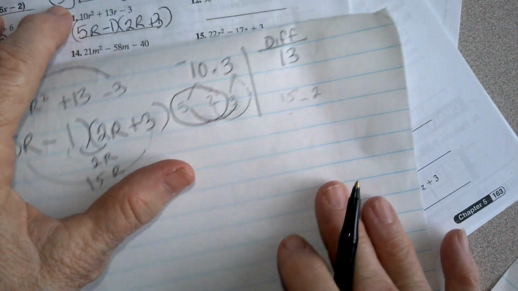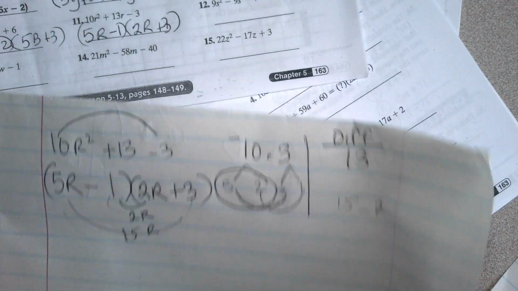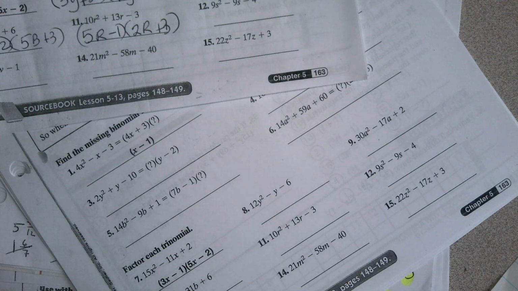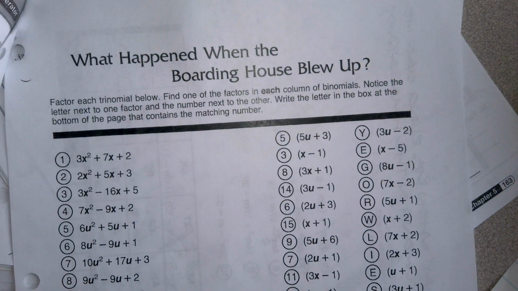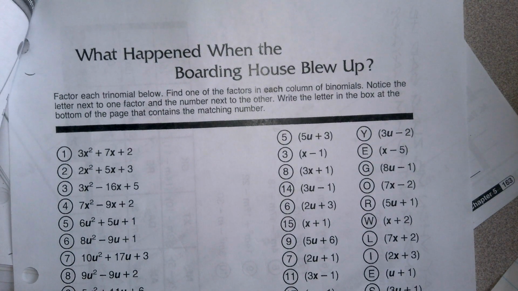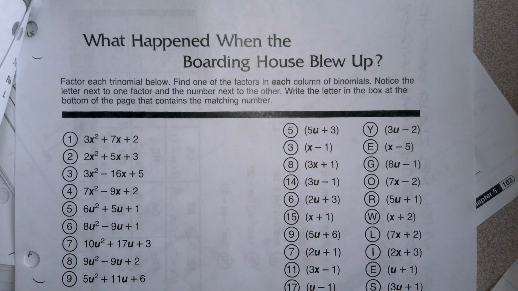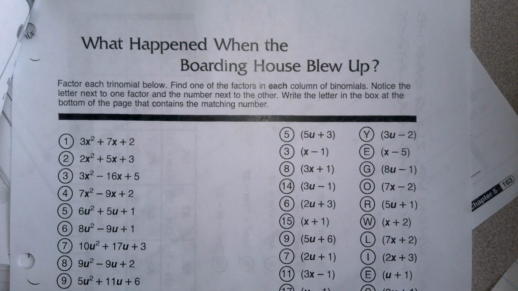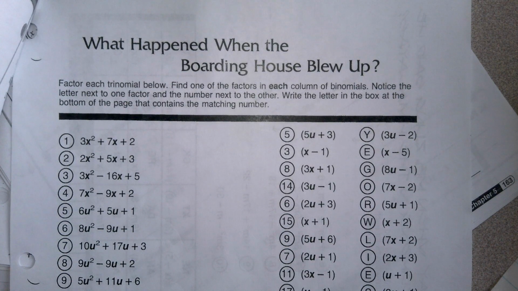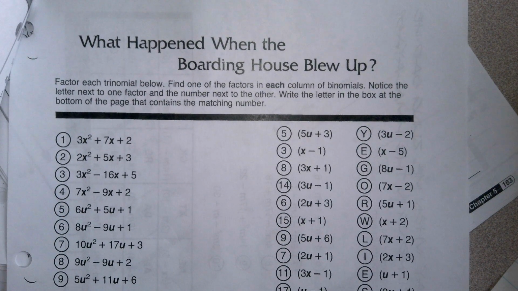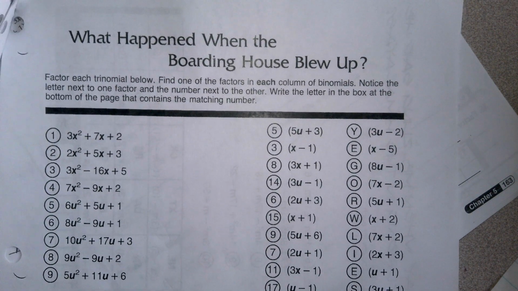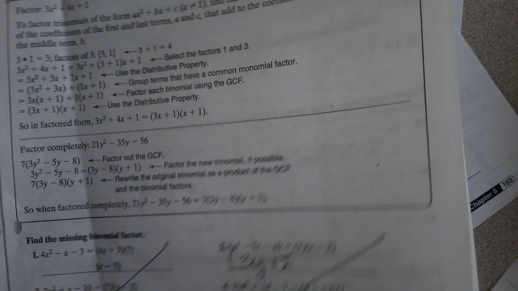3. We haven't done this one, have we? What happened when the boarding house blew up? What's that? No, we haven't, because these had all different numbers. I don't know. I was going to sign some from there, but I don't think we're going to have time.